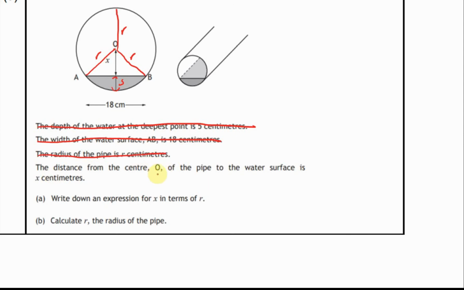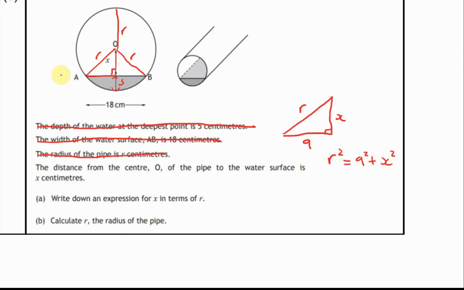The distance from the centre O of the pipe to the water surface is x. So from here to here is x. And we know the water is 5 deep. The first thing is to write down an expression for x in terms of r. There's 2 things you could be thinking on here. The classic is to draw out our right angle triangle. I know that's x, so let's draw a right angle triangle out. We know this is x. We know this whole thing is 18, so half of it is 9. And we know this is r. So r squared is going to be equal to 9 squared plus x squared.